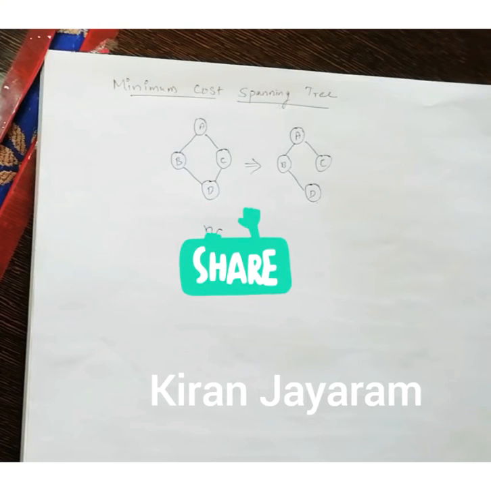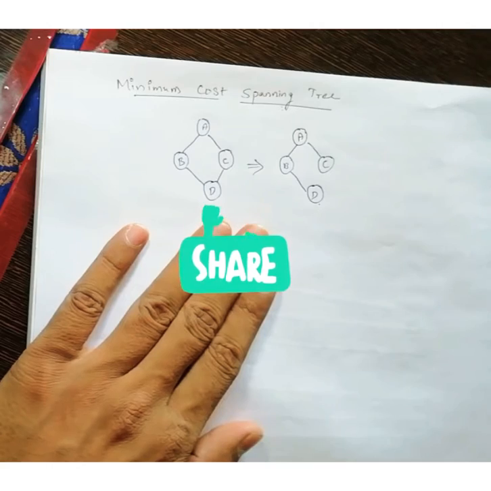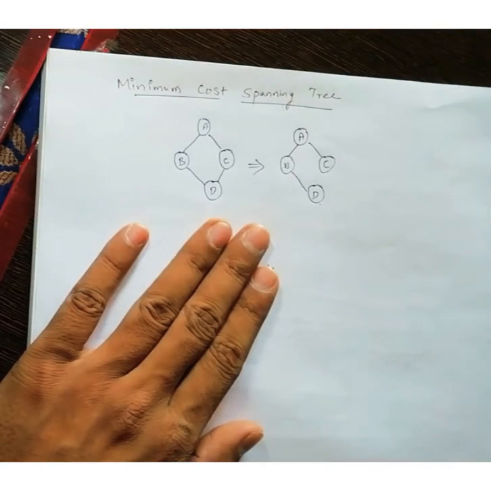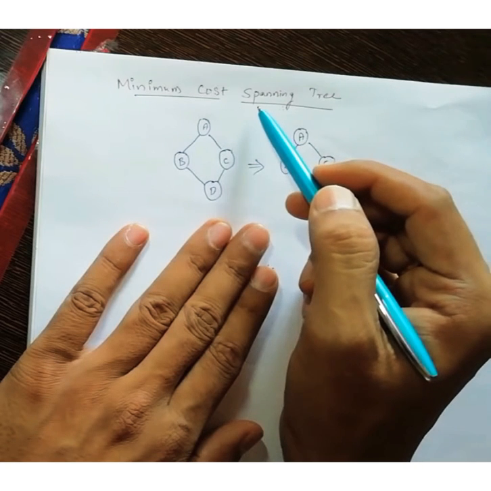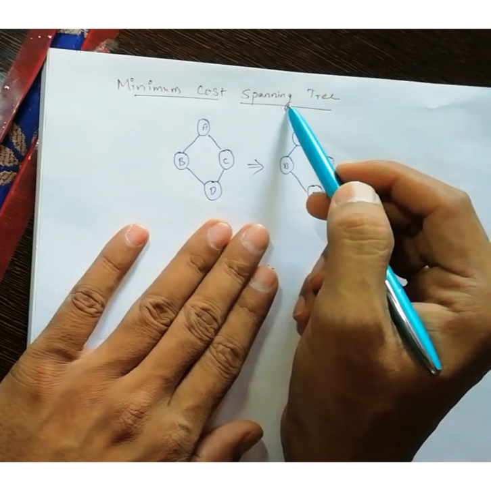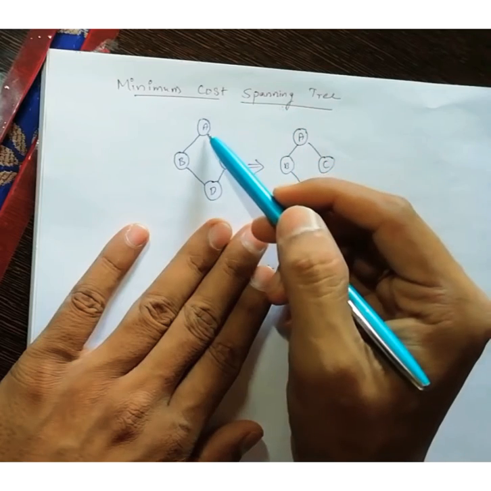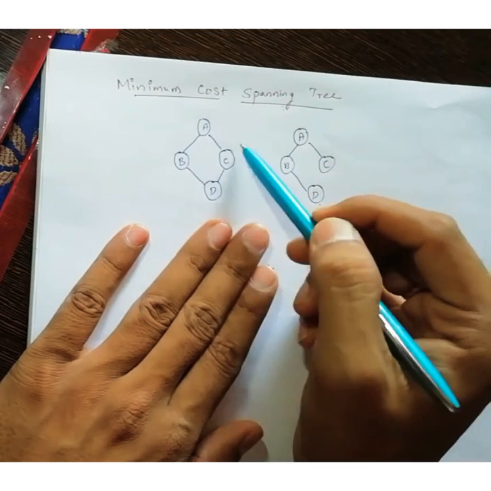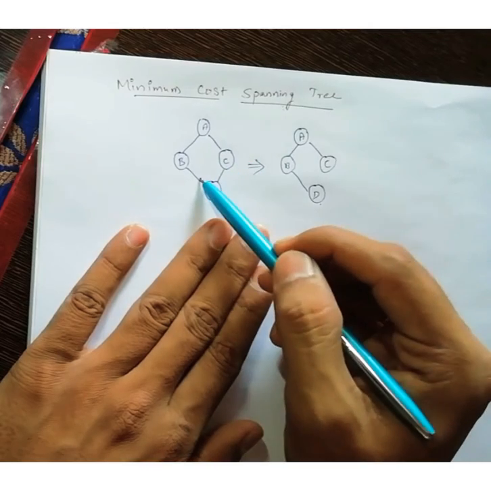Welcome back. Today we will discuss the new concept that is minimum cost spanning tree. First, before going to discuss minimum cost spanning tree, we will discuss what is the meaning of spanning tree. A spanning tree is a form of graph, but with no loop. Here I am having one graph A, B, C, D. So 4 vertices are there and 4 edges are there.